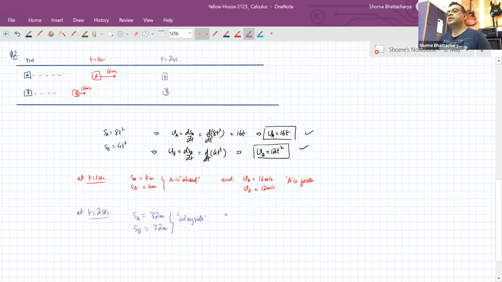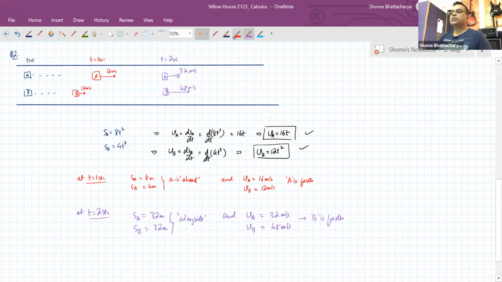But we can also check that their individual velocities at this moment are 16 into 2, that is 32 meters per second, and 12 into 4, that is 48 meters per second. So at this stage, we can see that B is faster. A's velocity is 32, but at this stage, B's velocity is more. So B is in the process of overtaking right now.